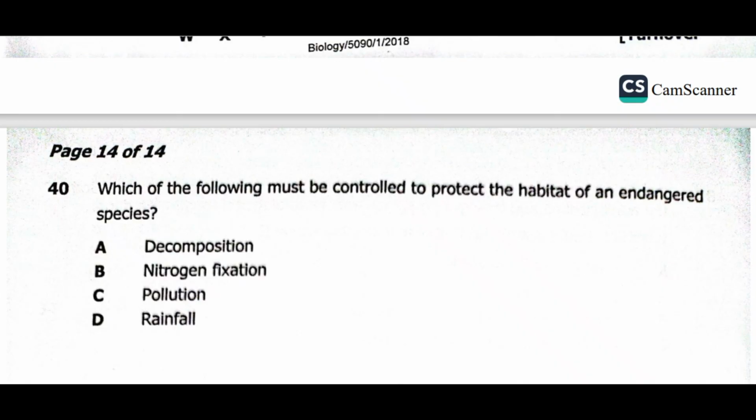The last one, which of the following must be controlled to protect the habitat of an endangered species? So we have decomposition, nitrogen fixation, pollution, rainfall. We can control pollution because the rest cannot be controlled.